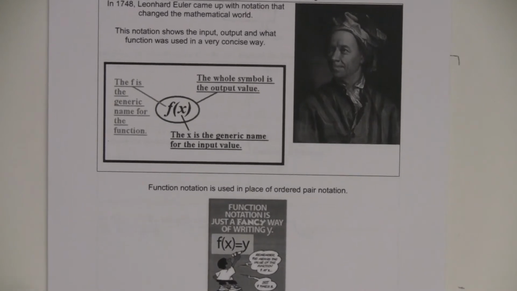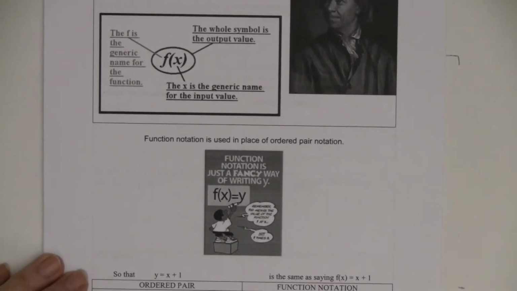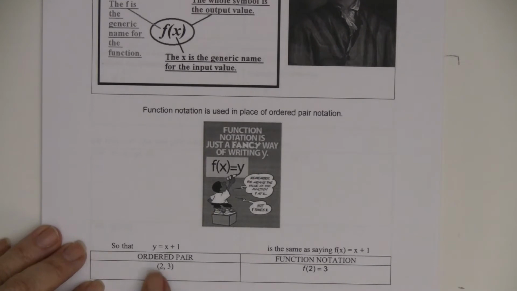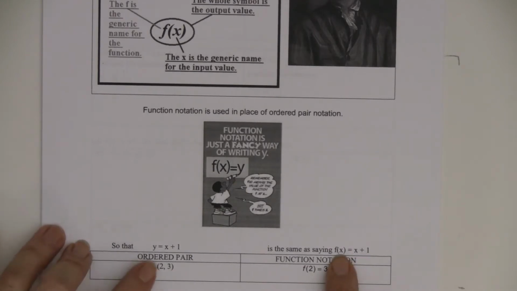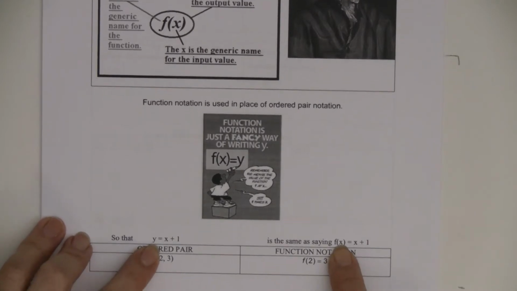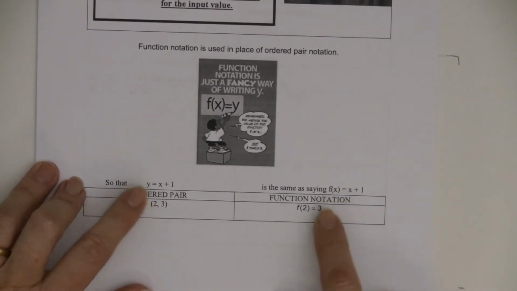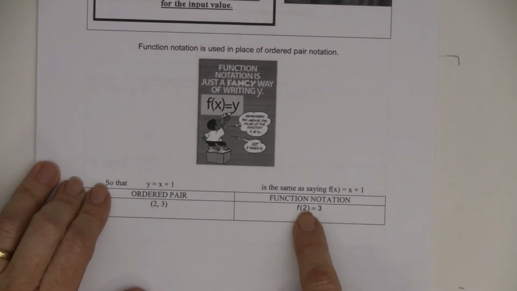So just so that you can see, down here at the bottom of the page, y equals x plus 1, not a very fancy equation. The ordered pair would look like, if x is 2, 2 plus 1, y would be 3. In function notation, you would say f at x equals x plus 1, so that f of x is another way of saying y.